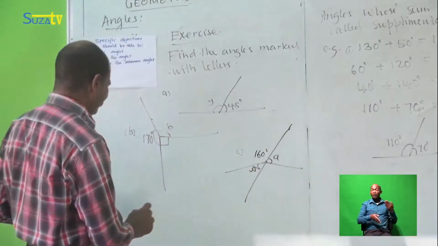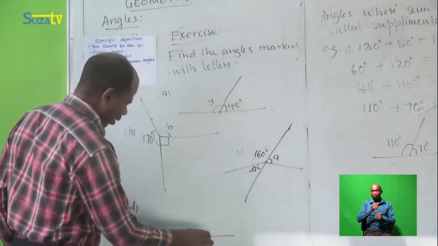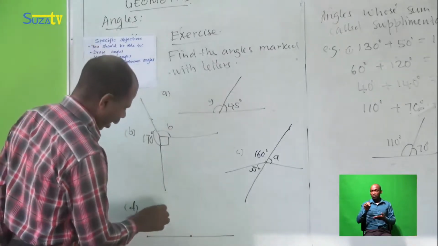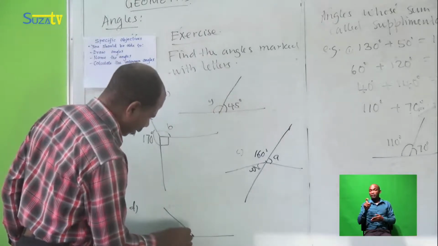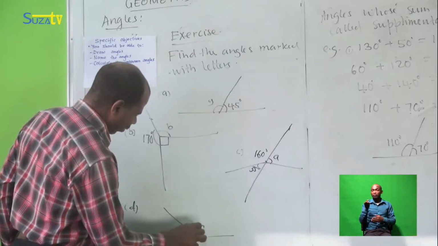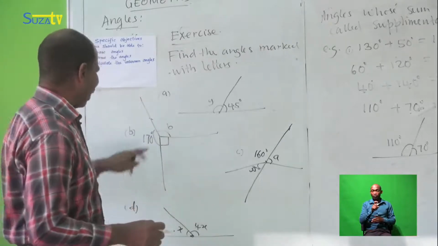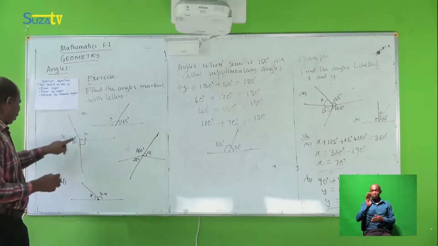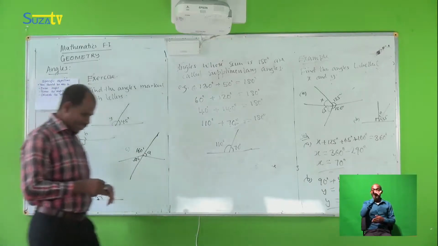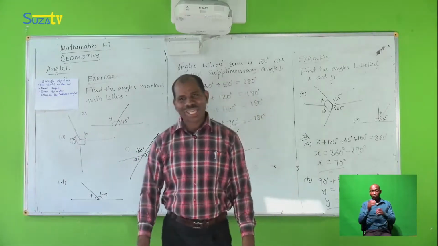And the last one, number D, we have a half turn, and the angle X, this is angle X, and this angle is 4X. So questions A, B, C, D. The unknowns here are Y, B, X, and A. So this is your task, and I think you have enjoyed the lesson.